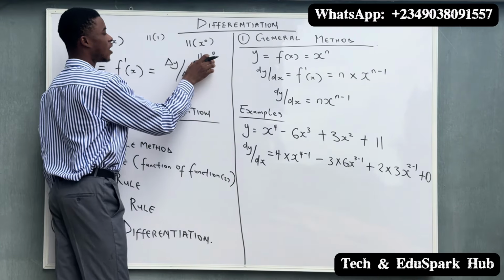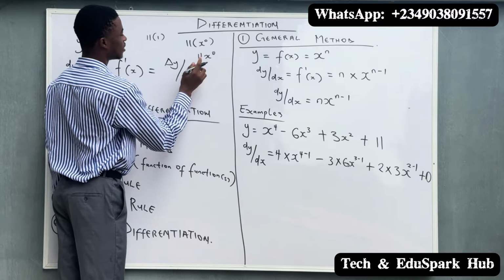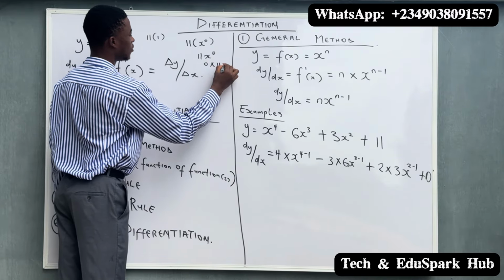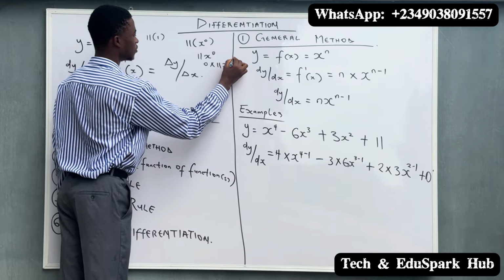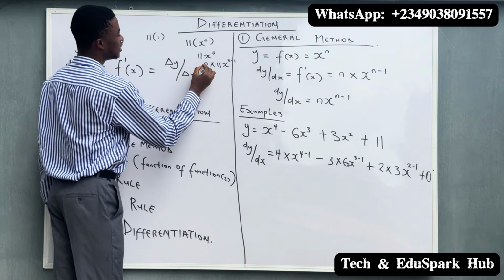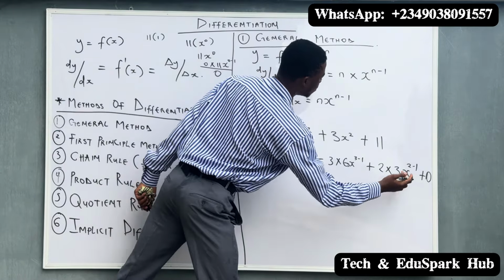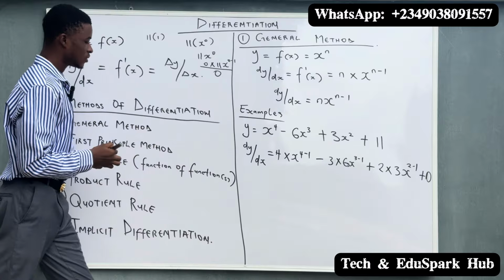So I just want to prove how we get 0. So 11x raised to power 0. We'll bring the power to the front. So we have 0 multiplied by 11 multiplied by x raised to power 0 minus 1. In this case, 0 multiplied by everything will give us 0. So that is how we get 0 in this case. So let me just clean this.